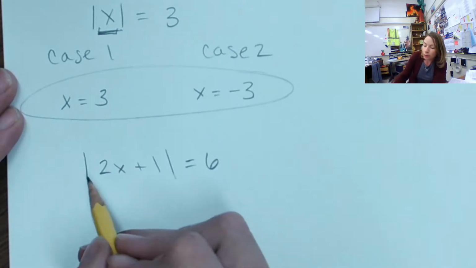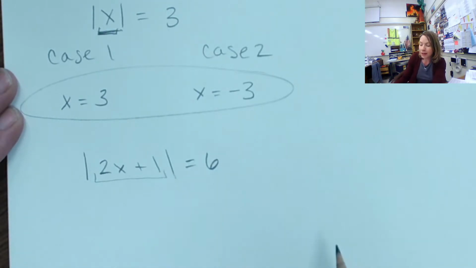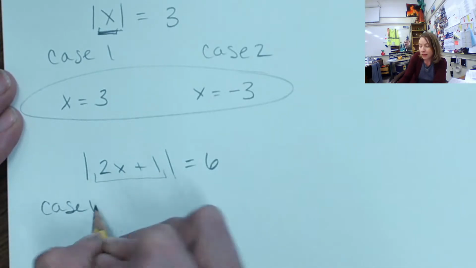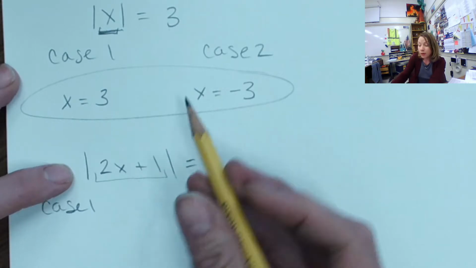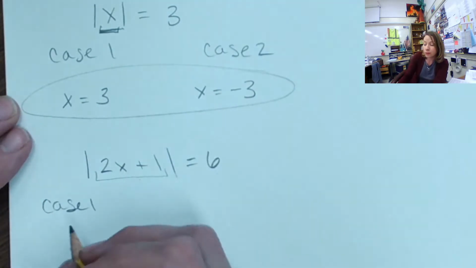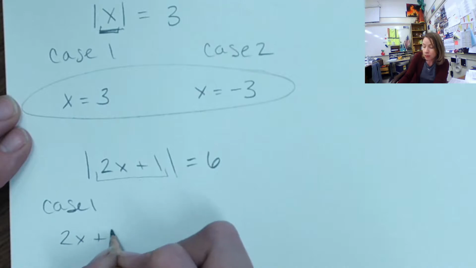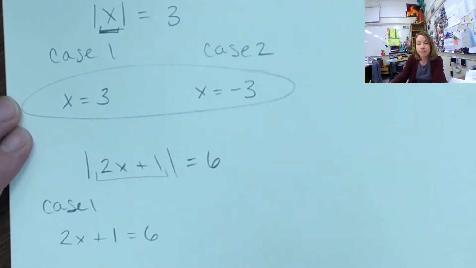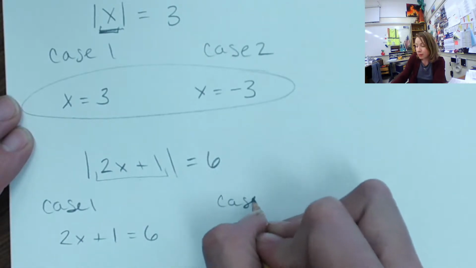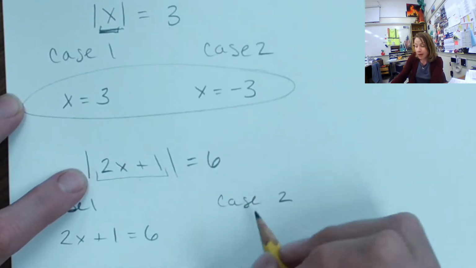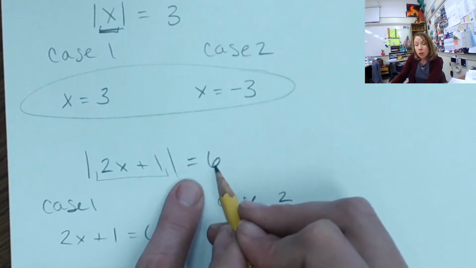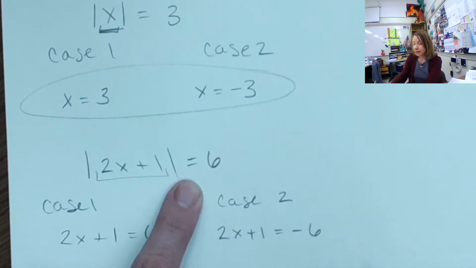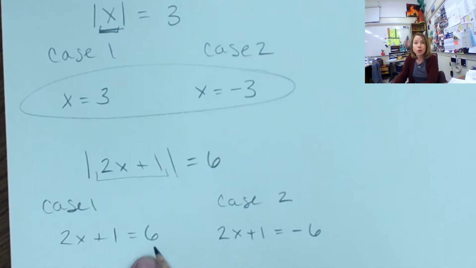So instead, we're going to look at this stuff inside, and we're going to start our case 1 and our case 2. In case 1, our absolute value is all by itself. I've just got the absolute value is equal to a number, so I can just drop my absolute values for my case 1. 2x plus 1 is equal to 6. For my case 2, I'm going to write another equation. I'm going to drop my absolute values. So my stuff inside here is equal to negative 6. This is where it's 6 units to the right of 0.